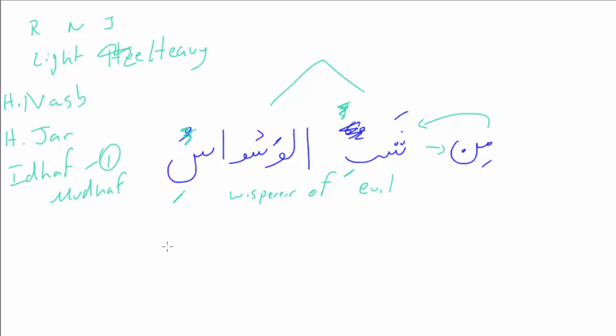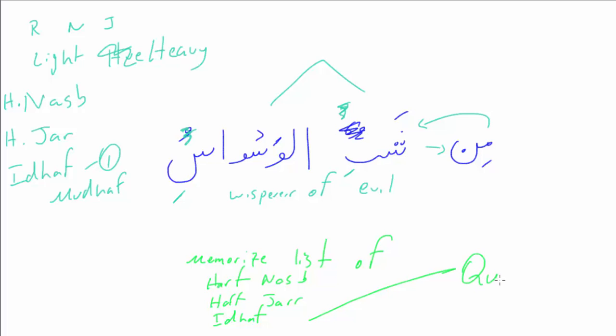Now your homework is basically to memorize the list of harf nasab, harf jar, and then we have idafa, how the idafa is done, practice, right? And the most important, look at the Quran, start reading, okay, and see why words are jar or nasab, or rafa? Why are they light or heavy? These questions should be popping up in your head, and you should have most of the rules that we've already learned to figure out why things are the way they are.